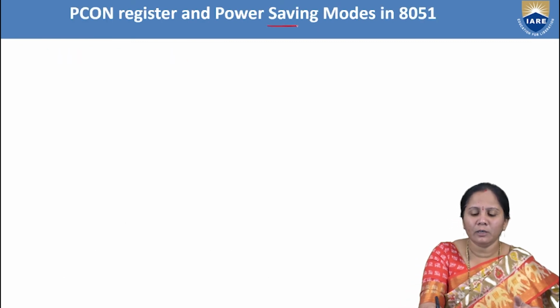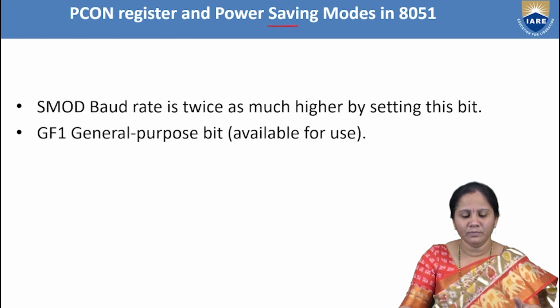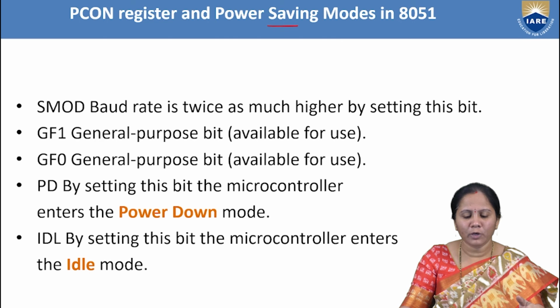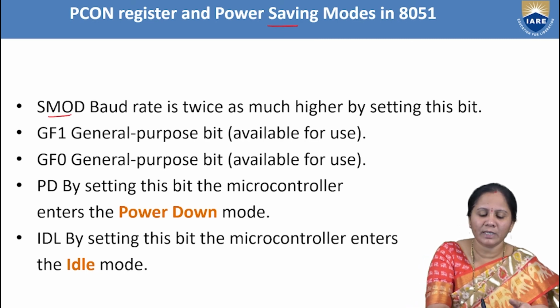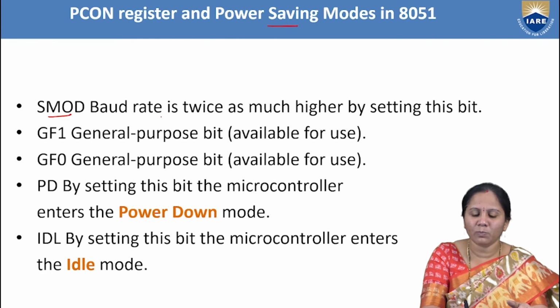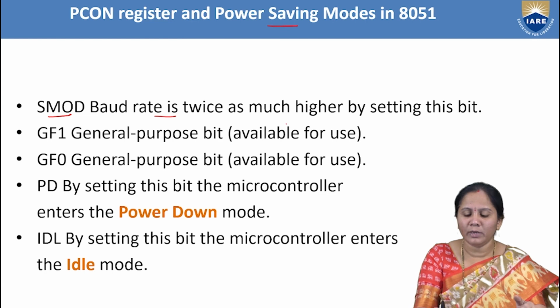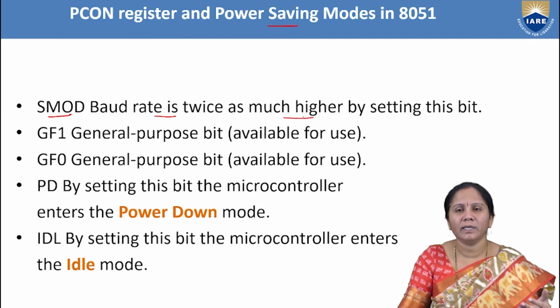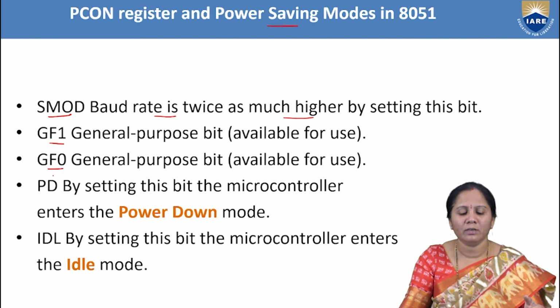Another serial port register is the PCON register. If you observe, it is an 8-bit register. So here are the 8 bits. The first bit is SMOD. This SMOD is used to set the baud rate. The baud rate will be twice as high. Another 2 bits are GF1 and GF0, which are called general purpose bits.